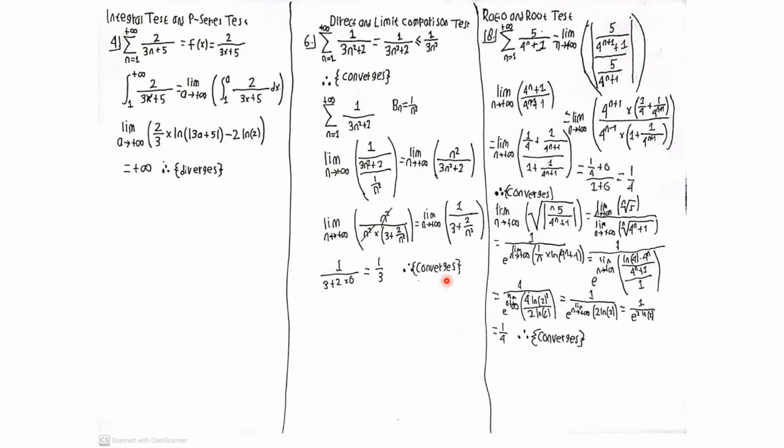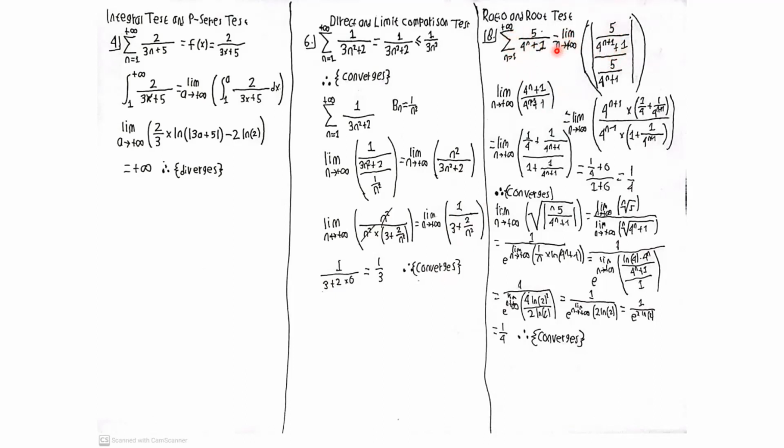So in the ratio test, we need to evaluate the limit. For example, we have the limit as n goes to infinity of a_(n+1) over a_n. So in this equation, we need to apply it.